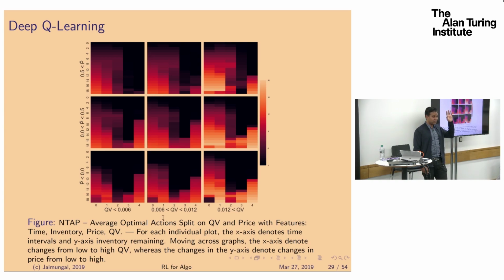It has lighter colors. What this is telling us is, when quadratic variation is high, when there's more volatility, and prices are high relative to where they were when you started, you should also trade faster. So it makes some intuitive sense, the net results.